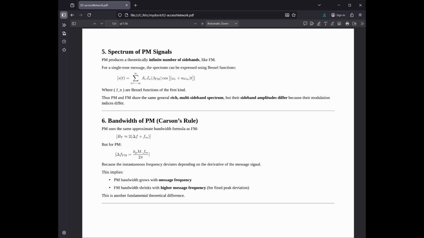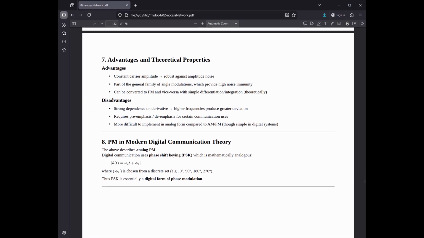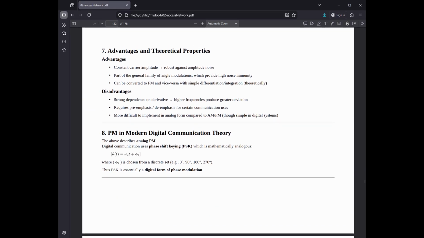Why is PM bandwidth frequency dependent? There is a fundamental difference in how PM and FM handle bandwidth. In a PM system, the modulation index β is constant regardless of how high or low the message frequency is. Because of this, the bandwidth of a PM signal is directly proportional to the message frequency. If you double the frequency of your audio or data, the bandwidth effectively doubles. In contrast, in FM, β decreases as fm increases, which helps stabilize the bandwidth.